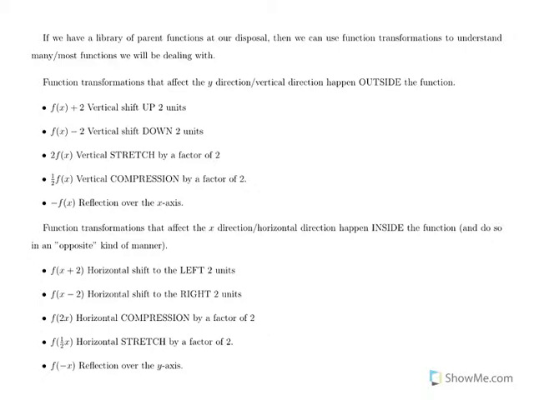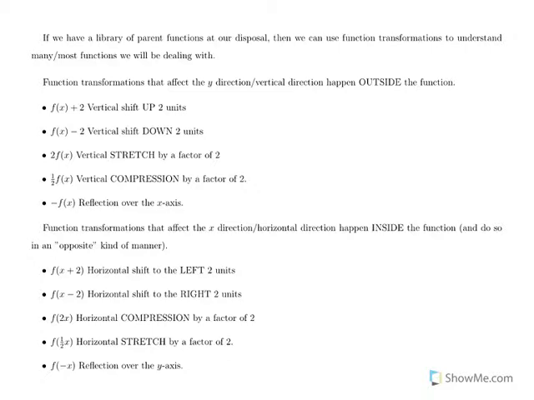I like to divide these up into transformations that happen outside of the function and ones that happen inside of the function. And the reason we can divide this up is because when we do stuff to the outside of the function, that is going to be messing with the y value of the function. You're adding 2 to every y value. You're multiplying every y value by 2. The x values are left unaffected. So that's going to change what happens vertically in the y direction to the function.